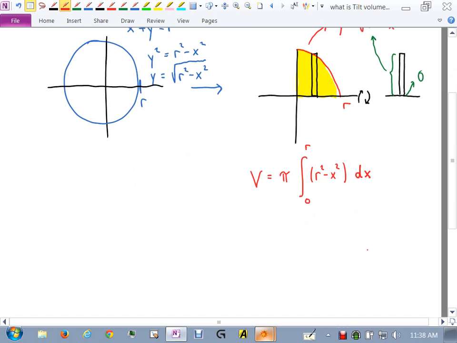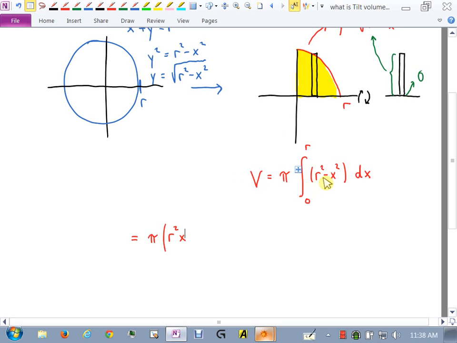And now we integrate. And I can do term-by-term integration. What is the antiderivative of r squared? R squared is a constant. So what's the antiderivative of a constant? So here it is. What's the antiderivative of r squared if r is a constant? R squared x, right? R squared is a number. Antiderivative of 10, 10x.